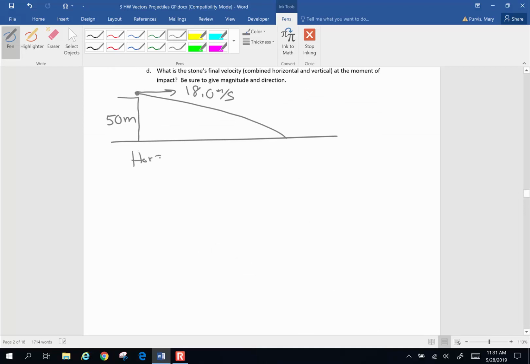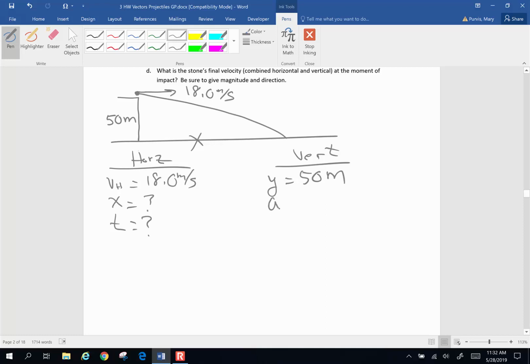On the horizontal side, what do I know? Horizontal velocity is 18 meters per second. Do I know horizontal displacement x? No. Do I know time in the air? No. Vertical side, what do I know? I know that it's going to drop a vertical distance of 50 meters. I know that this person's on Earth, so gravity is 9.8 meters per second squared. I know since it's being launched straight horizontally that its original vertical velocity is 0.